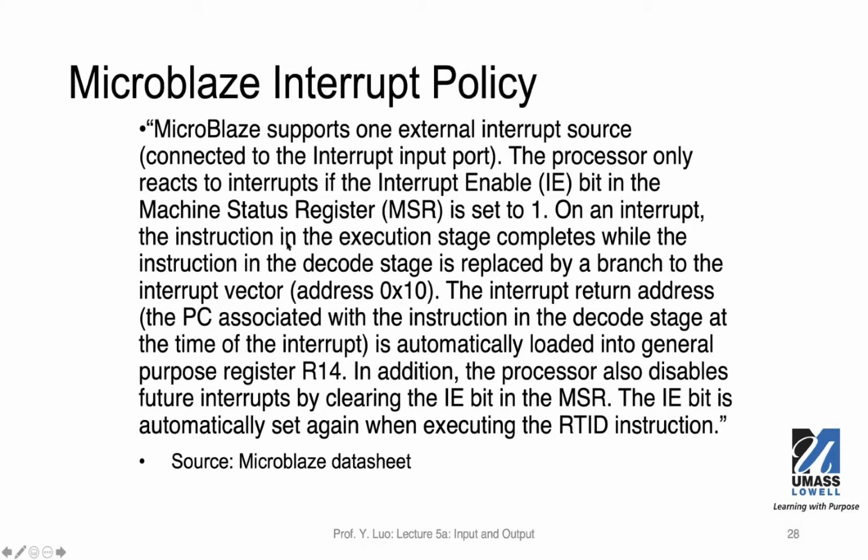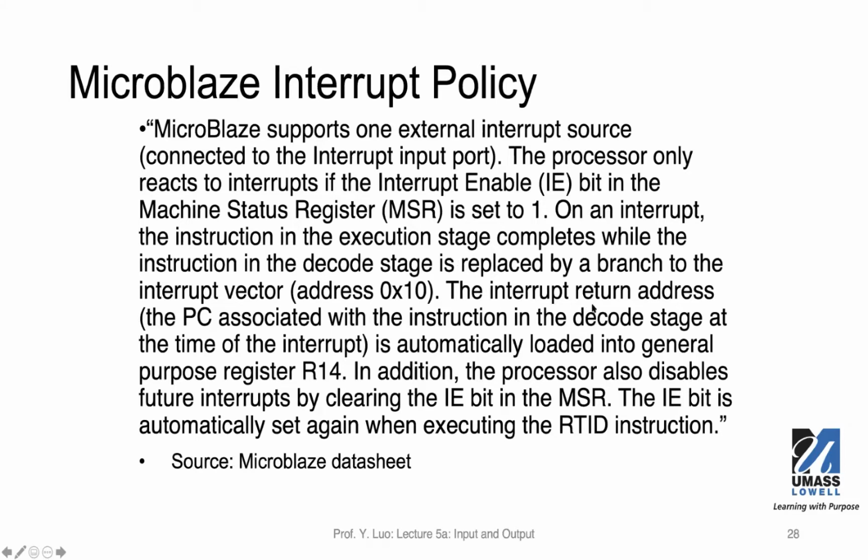On an interrupt, the instruction in the execution stage completes while the instruction in the decode stage is replaced by a branch to the interrupt vector. So this is really some details internally when the processor core is executing instructions. It goes through several stages: instruction fetch, decode, execution, and sometimes write back. So this gives you some details about what exactly is happening when the microprocessor is executing another instruction at the same time the interrupt happens.